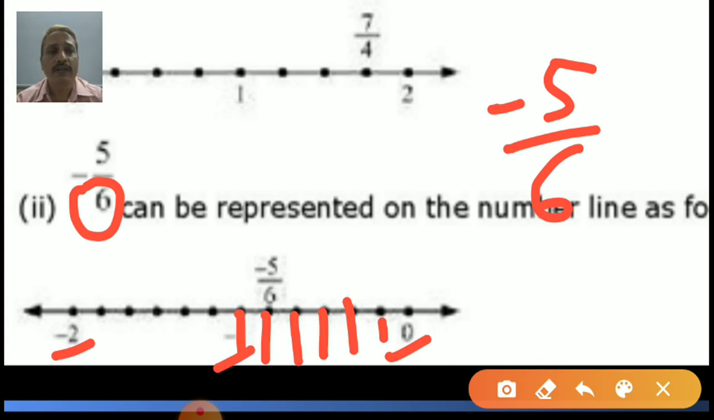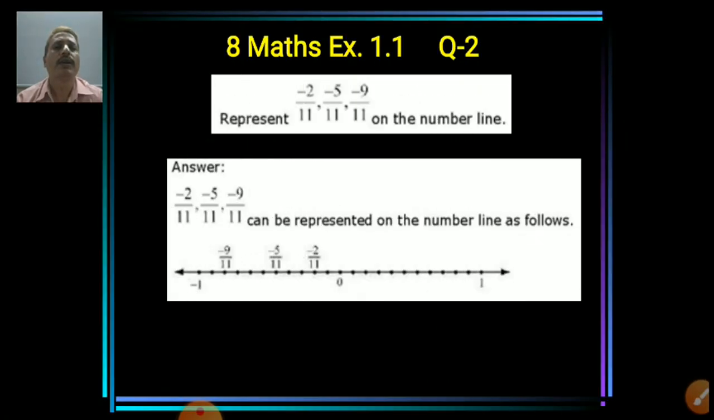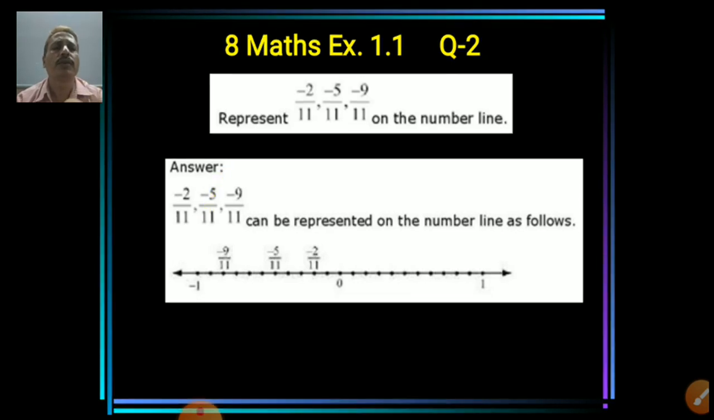Yes, how many jumps do I want to move? Yes, 5 jumps. So 1, 2, 3, 4 and 5. Is it, students? So now 5 jumps are here and I reach minus 5 upon 6 on the left side. That's why it's a minus number. Easy? Yes.